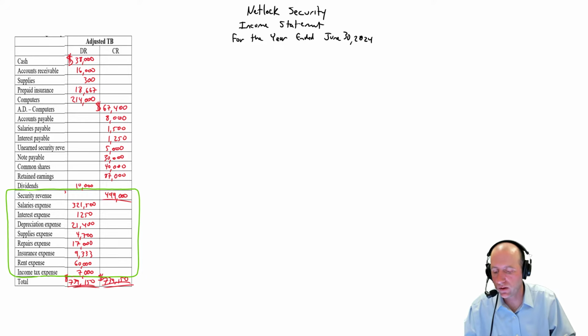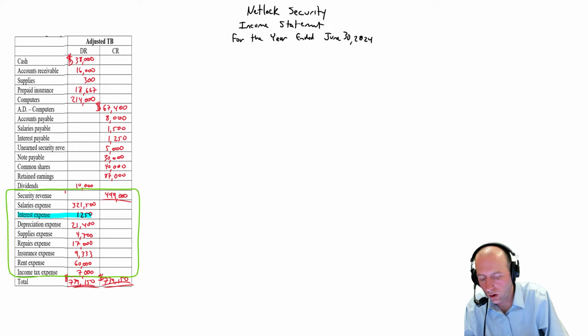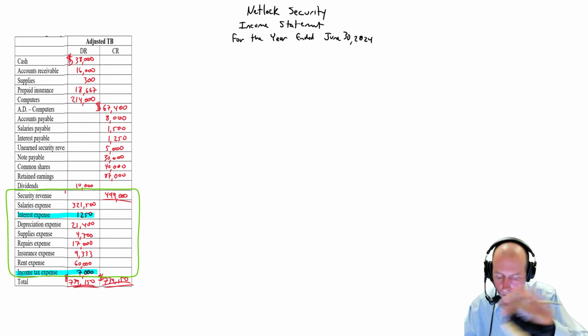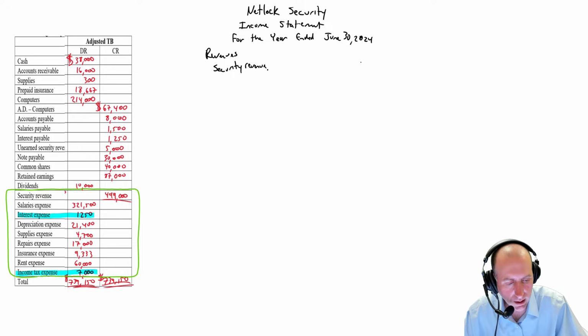Okay, remember what this is. It's a summary of revenues and expenses, and what we find is revenues minus expenses equals the profit or the net income. I'm going to highlight a couple of expenses here. Interest expense is a non-operating expense, so we'll treat it differently. Income tax expense is also a non-operating expense. It'll get treated differently. So we'll just list our other expenses as we see them. So we have revenues, the one item under the category of revenue, security revenue, $499,000.